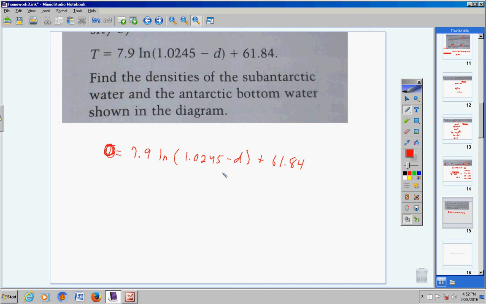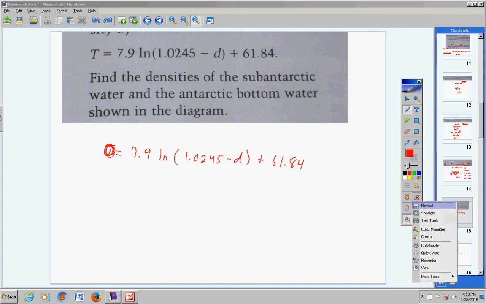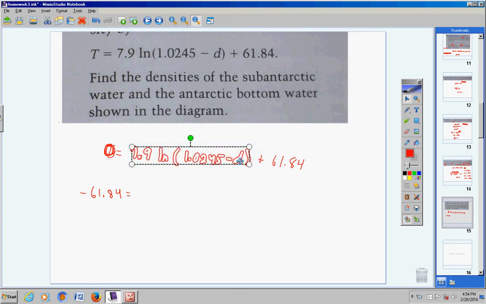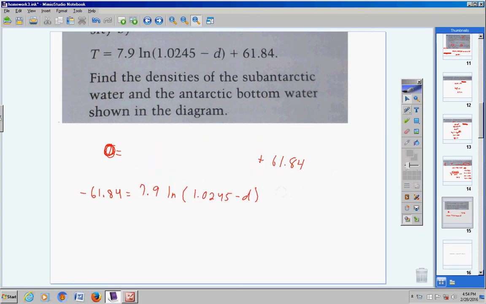Now you notice I have a logarithmic equation. I know that because I have an unknown in the argument of the logarithm. So step 1 is to circle the words in the argument. That's what you have to get all by itself. So we must get rid of this, and we must get rid of this. So students, let's bring the positive 61.84 over, make it negative. So now I have negative 61.84 on the left side equals what's left over with this right here. Now we're going to divide both sides by 7.9.